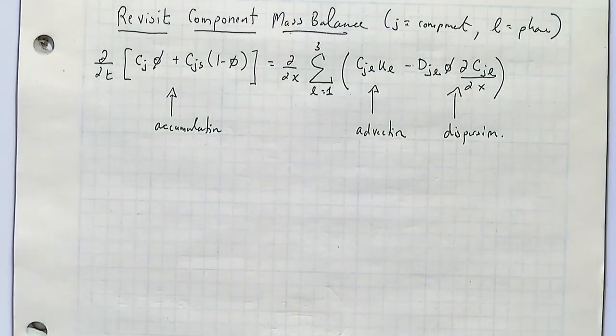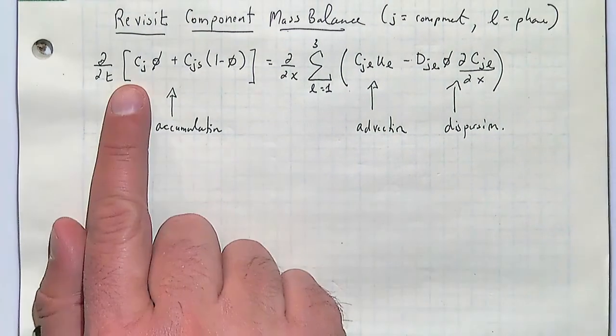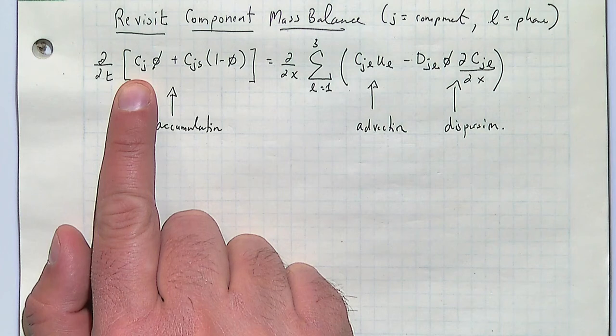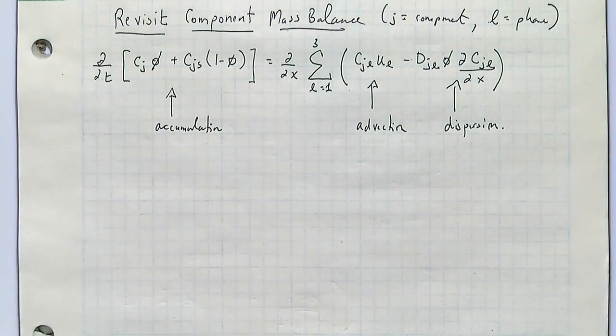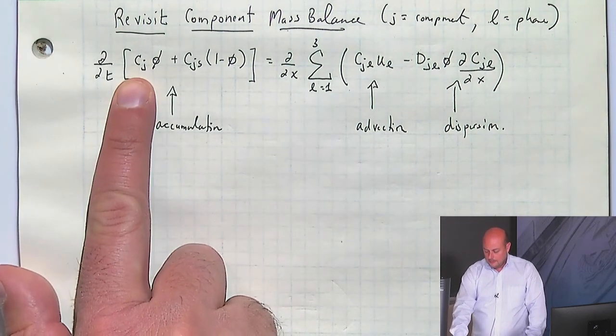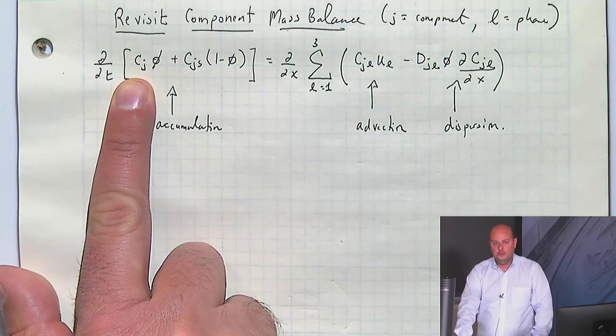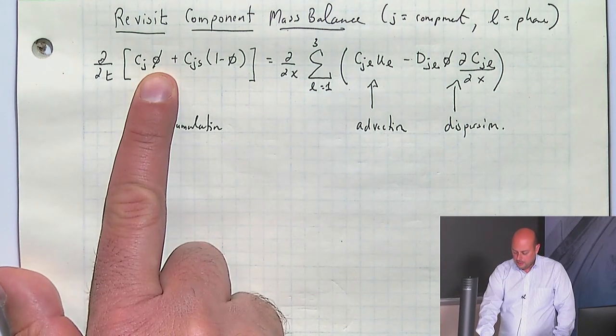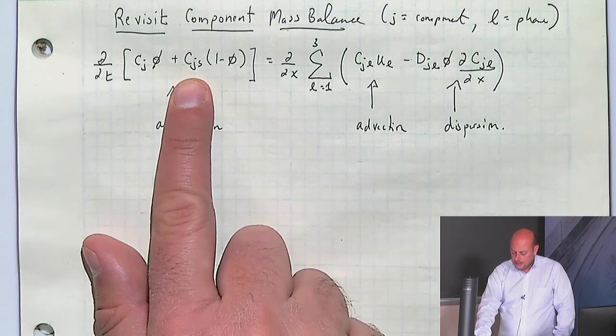Okay, so we've seen this before. Just to remind you, Cj is the concentration of our component J in the pore volume. We could have expanded it to include what it is in the aqueous phase, oleic phase, and gaseous phase, but this is the concentration in all the fluids combined. We multiply it by the porosity because we only care about the pore volume.